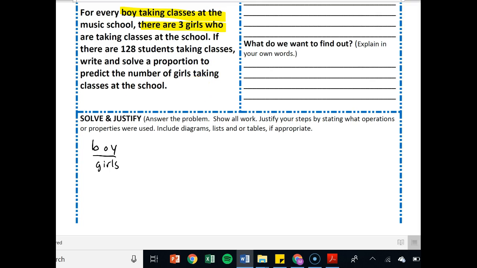So really, you want the number of girls over total, right? Well, this ratio right here is 1 to 3. So that means this ratio right here, girls is 3, total number of students can only be boys and girls, so that's 4. And then something over 128, right? So you got to figure out how many girls there are out of 128 students.